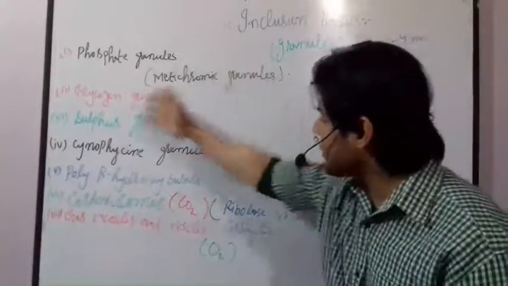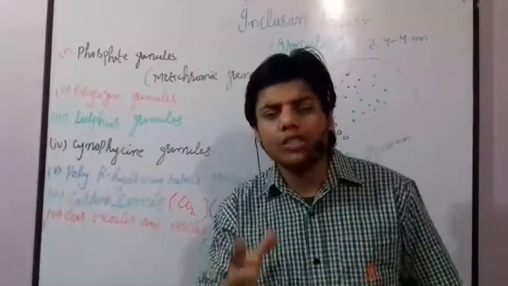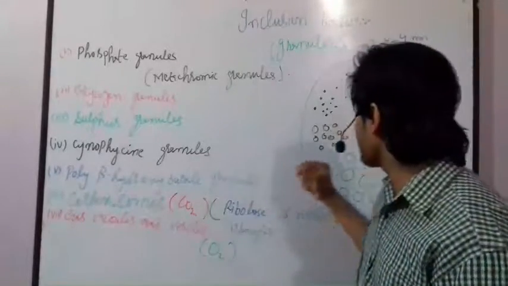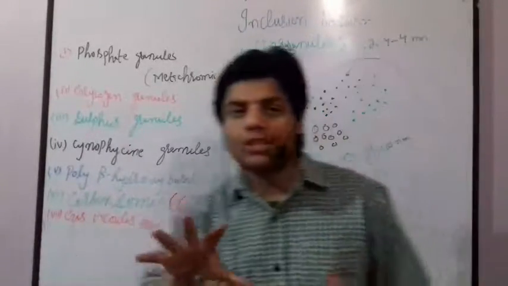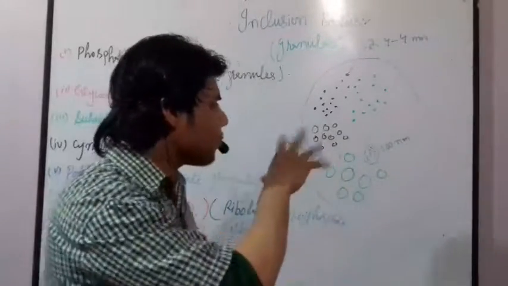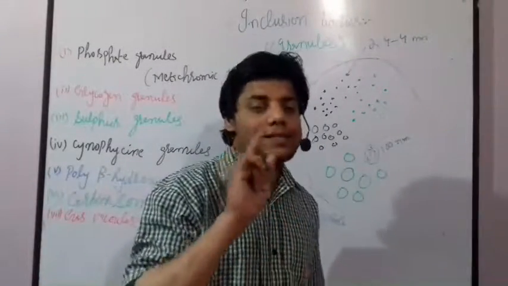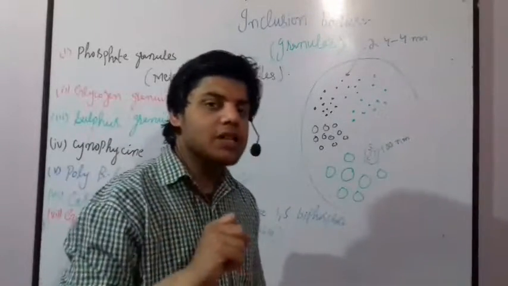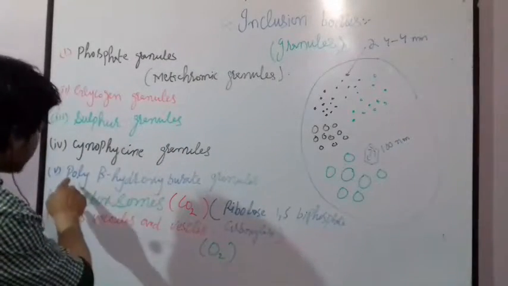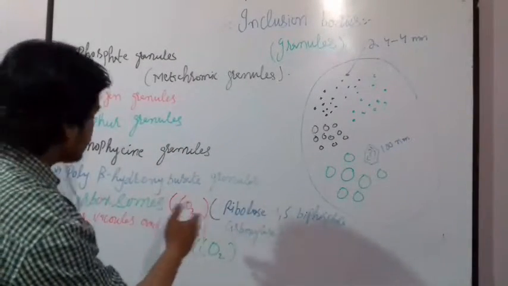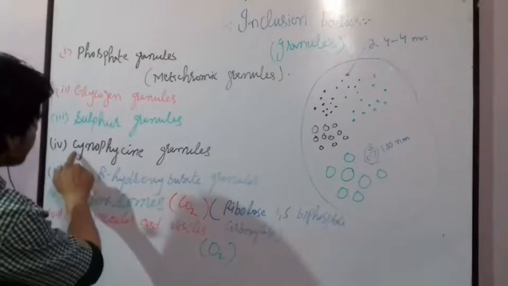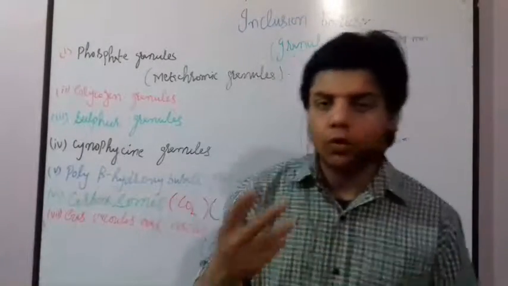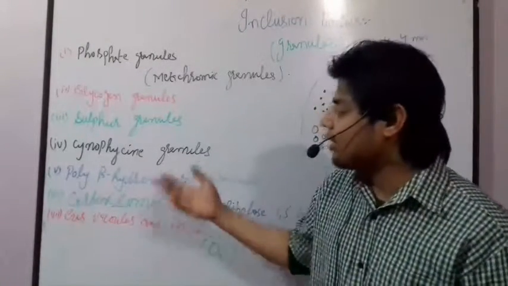Now all these granules, as we studied, are actually hydrophobic in nature. It means that they are not soluble in water, or they are not soluble in the cytoplasm. They are actually present in suspended form inside the cytoplasm of the cell. Now cyanobacteria have two kinds of granules, polyhydroxybutyrate granules, and cynophycine granules and carboxysome granules. So carboxysomes and cynophycine granules are usually present in the cyanobacteria.